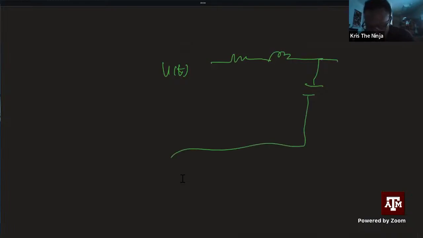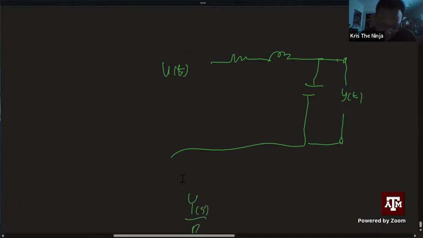Look at this. Bam. U of T. You got a resistor, an inductor, a capacitor. That comes out to a load, and we want to know what the load is. What is y of t? What's the output? What's Y of S over U of S? What's the answer? Go ahead.